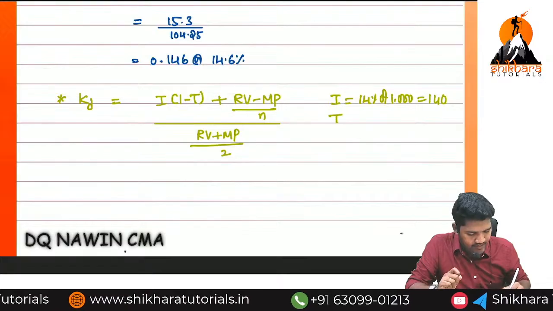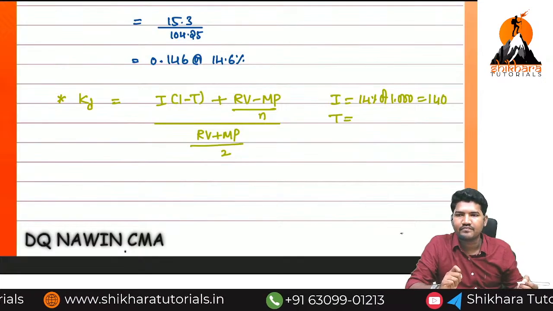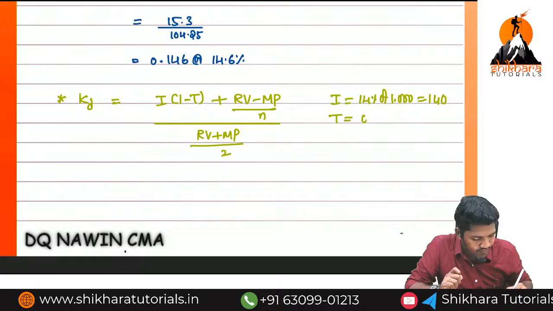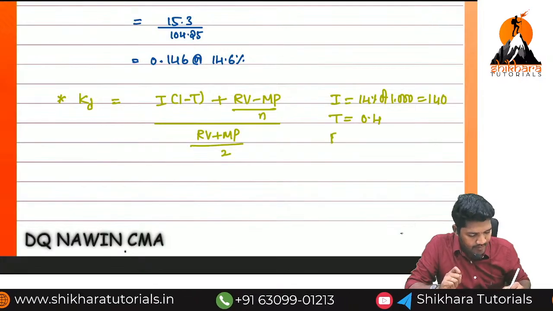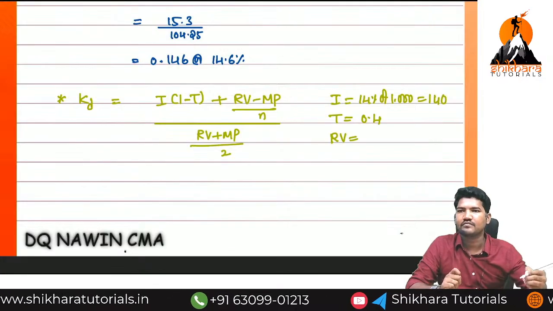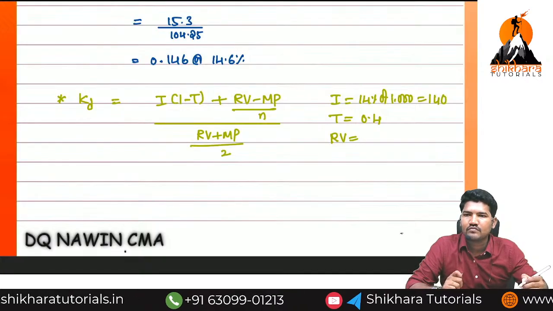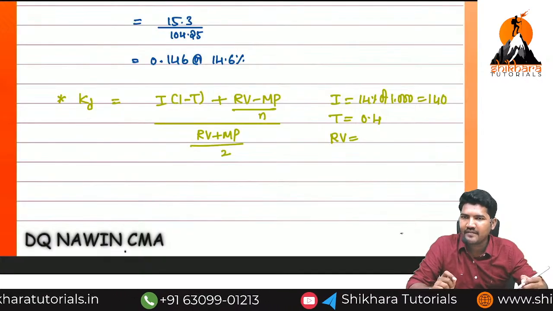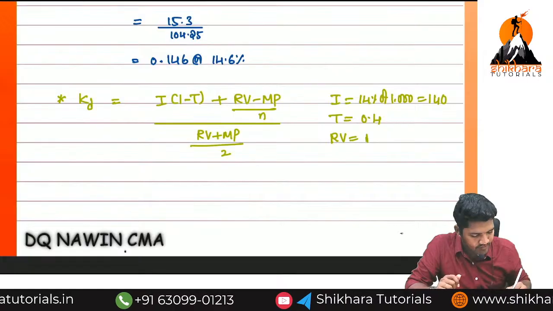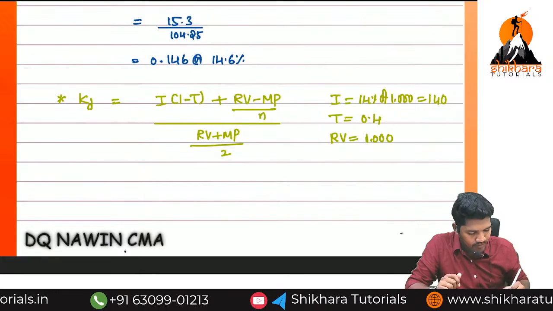Now the tax rate given in the question is 0.4. Repayment value discussion: there is no clarity specified, so face value is nothing but 1000. What about the market price?